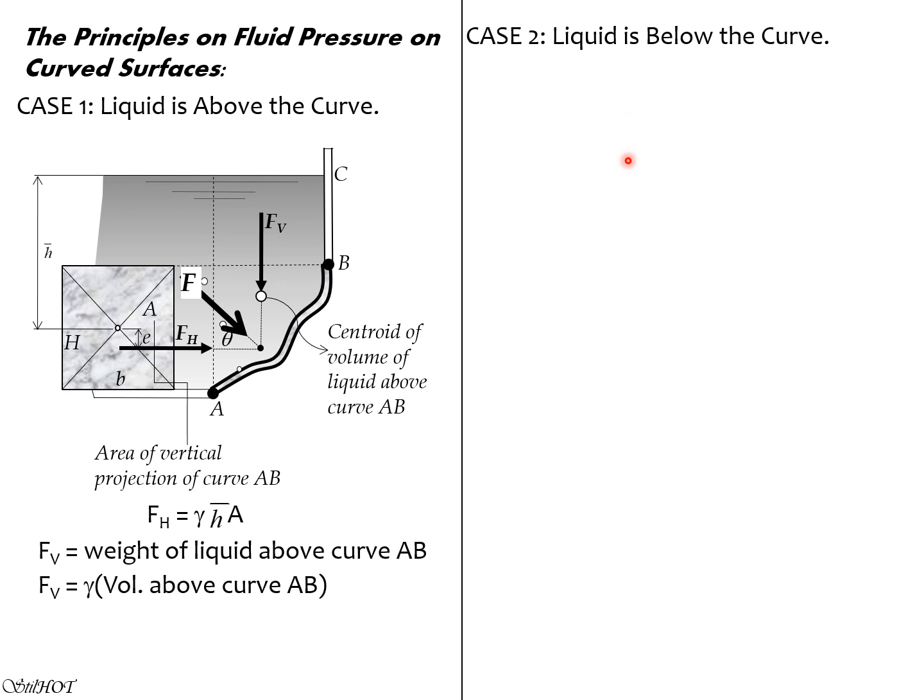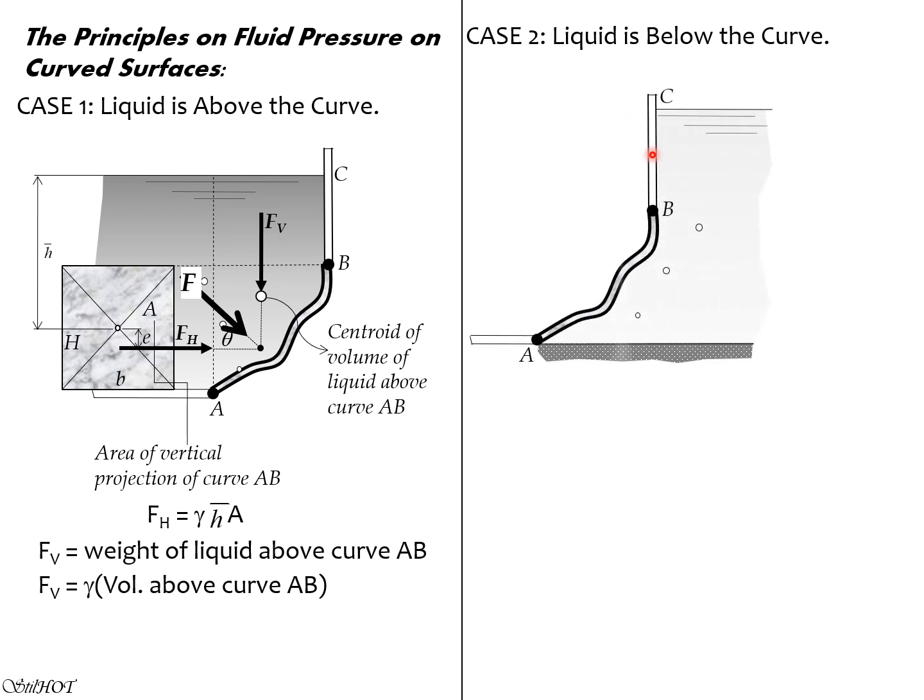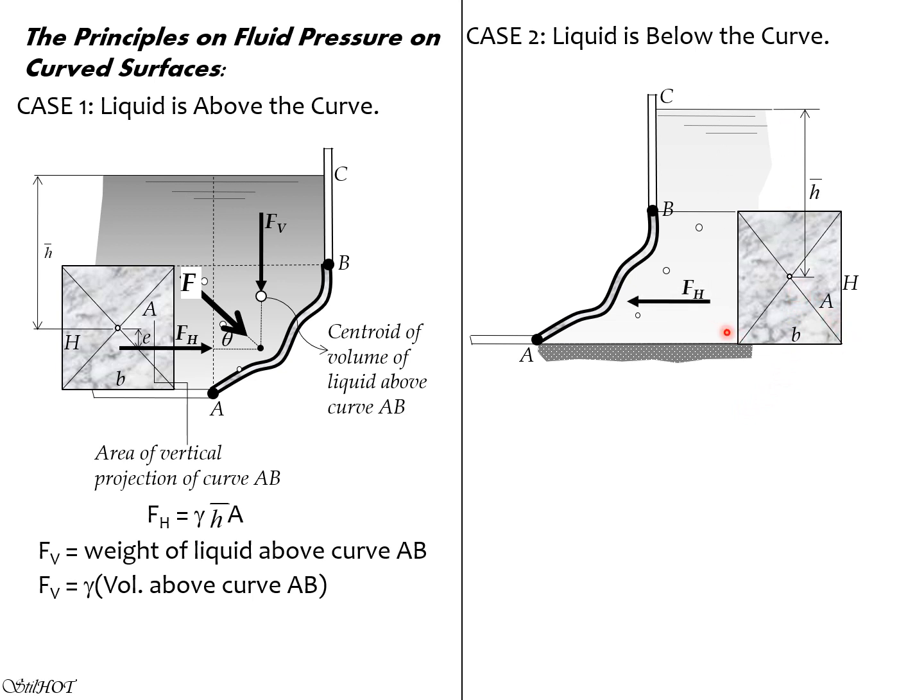So case 2, the liquid is below the curve. What if the liquid is below the curve and we still imagine that this is our back? For the horizontal component, it's the same. It's now acting to the left, of course, because the projected area is still this rectangle here, and the centroid is there. So FH is equal to gamma barred H times area. It's the same. Now for the vertical component, if we imagine that this is our back and the liquid is below our back, we feel that we are buoyed up or pushed upward.